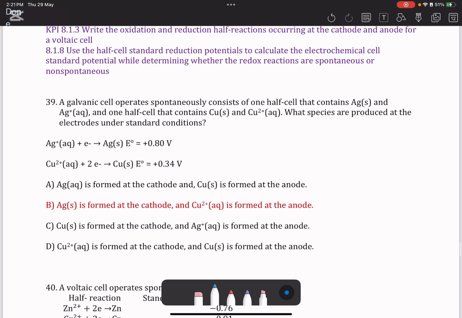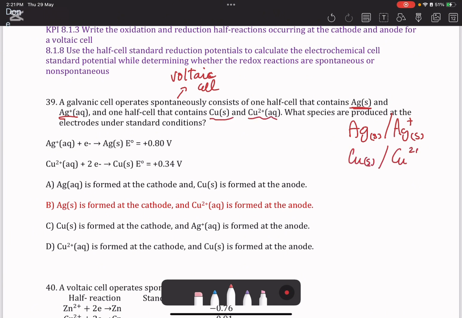Now let's start with the first question. A galvanic cell operates spontaneously. When they tell me spontaneously, it means that's a voltaic cell. That's a voltaic cell. Consists of one half cell that contains silver solid, silver Ag. So I have one half cell, silver electrode immersed in a silver solution, and one other half cell containing copper electrode immersed in a copper solution. It's always like that. What species are produced at the electrodes under standard conditions?